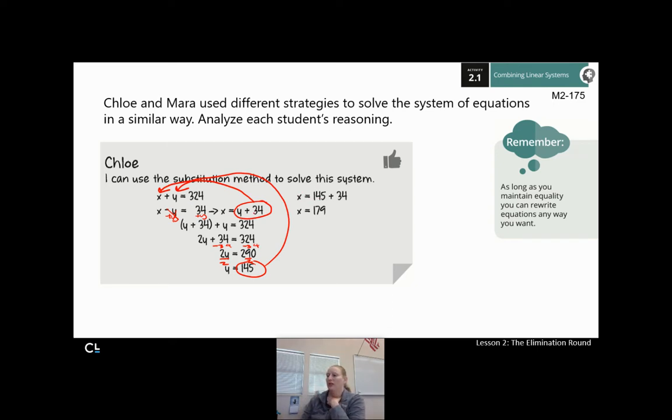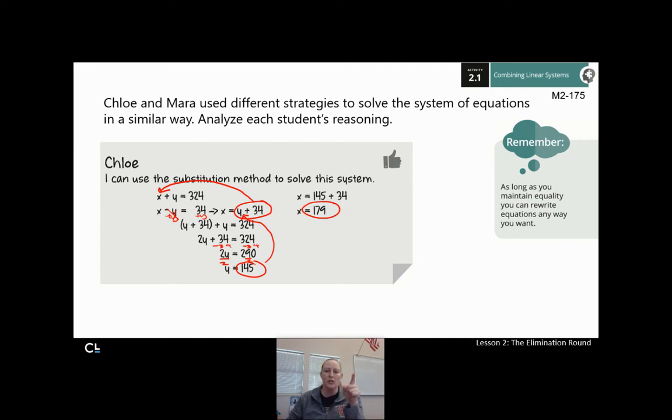Oh, actually, she didn't plug it in there. Oh, I take it back. Hang on. She plugged it in here. So she took that Y and she plugged it in right there because X equals Y plus 34. So X equals 145 plus 34. So X equals 179. And that matches with what we managed to reason out earlier, that we kind of used our own logic and thinking through it to figure out that there would be 179 females and 145 males.